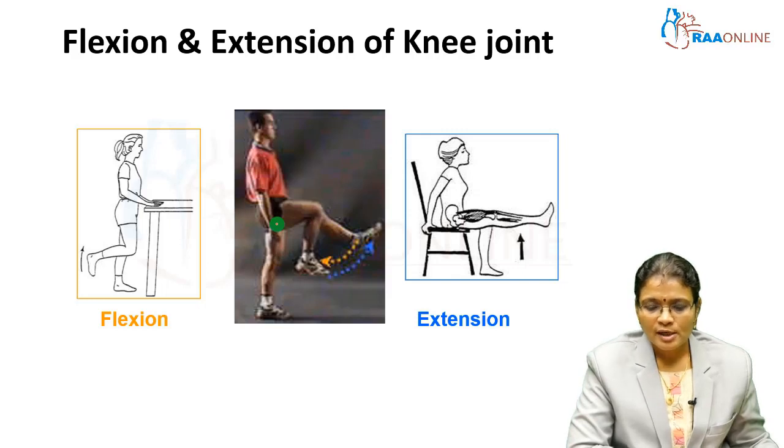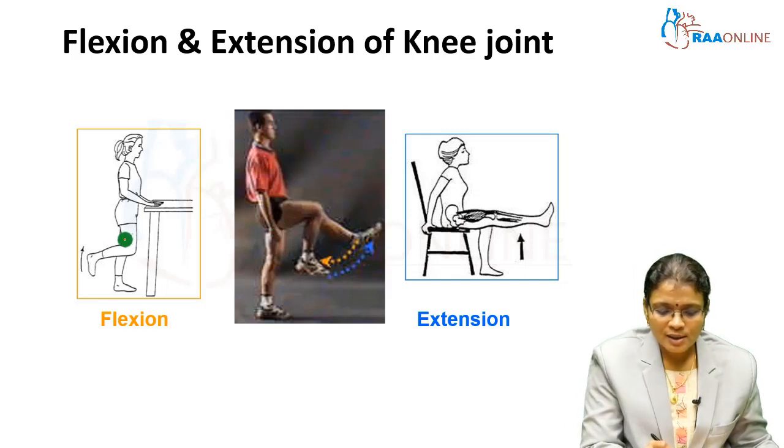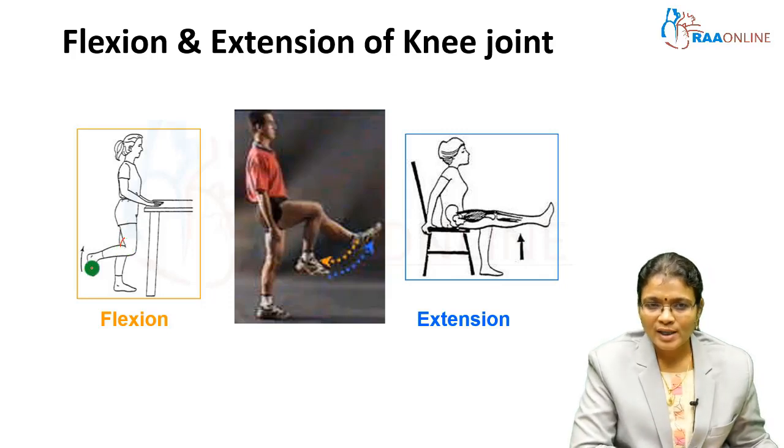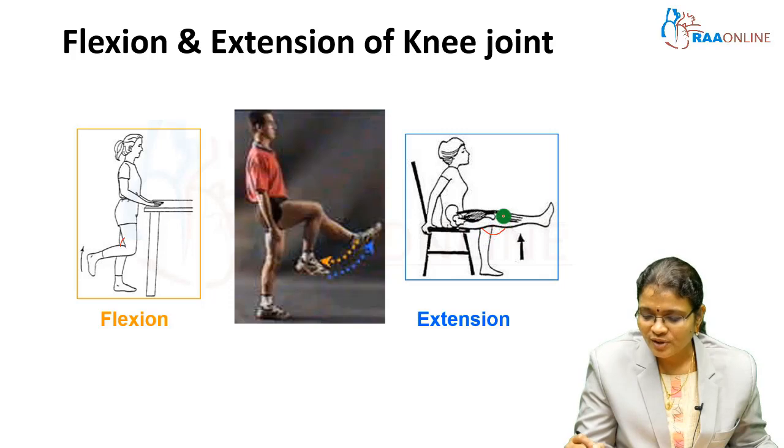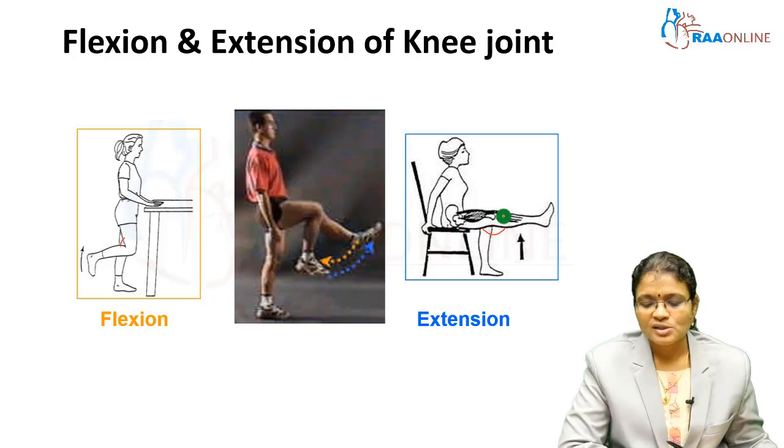Flexion is reduction in the angle between the calf and the thigh. There is reduction in the angle at the posterior aspect of the knee joint, that is called as flexion. Extension is increase in the angle between the back of thigh and the back of calf, is called as extension.